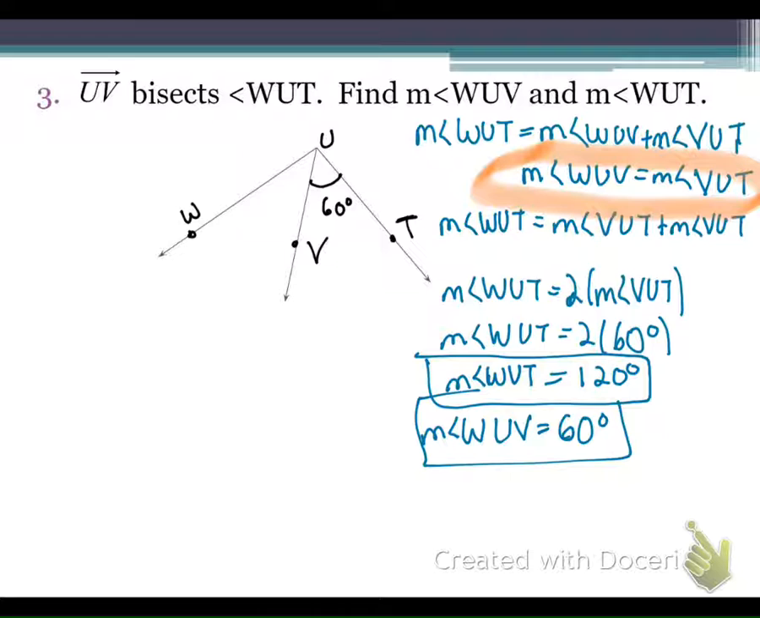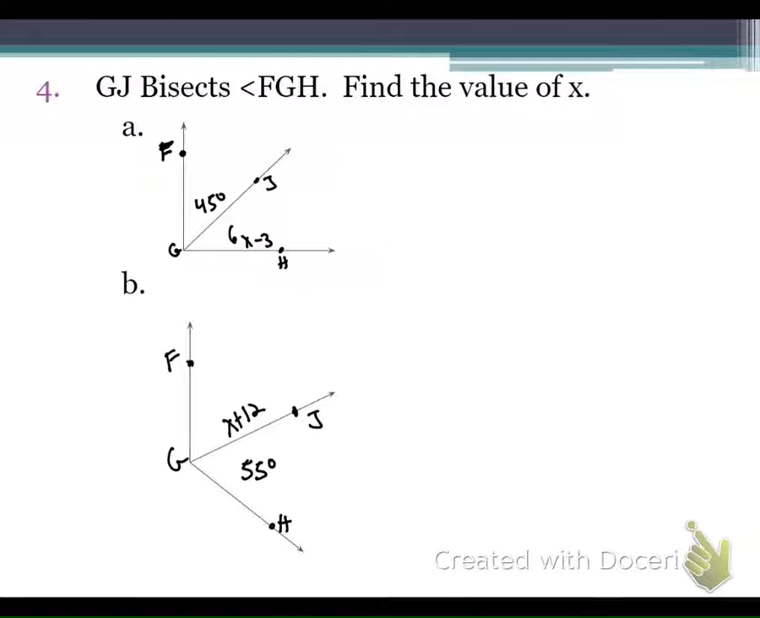So if you were going to classify this angle here, WUT, what is it going to be? Acute, obtuse, right, straight. Obtuse, yep. Because it's bigger than 90 degrees and smaller than 180. On this one, we don't have to make the big angle and the small angles because we're not looking for the total measure of this angle. We just want to find the value of x.